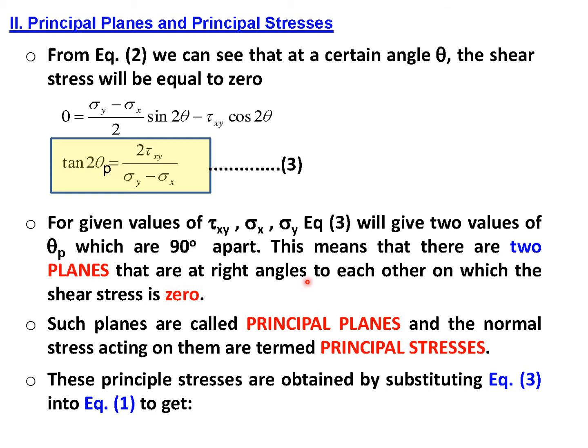Keep this in mind that there are two planes that are at right angles to each other on which shear stress is 0. Those planes are called the principal planes, and the stresses which are acting on those planes are called the principal stresses. Such planes are called principal planes, and the normal stresses acting on them are termed principal stresses. And you are familiar with the major principal stress sigma 1 and the minor principal stress sigma 3.